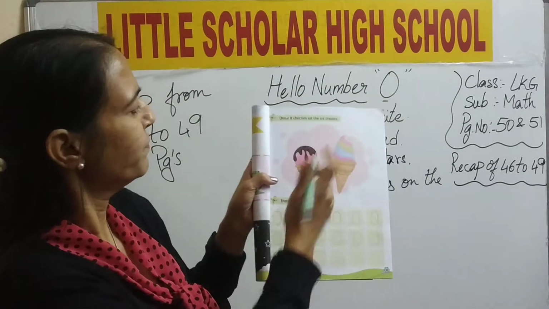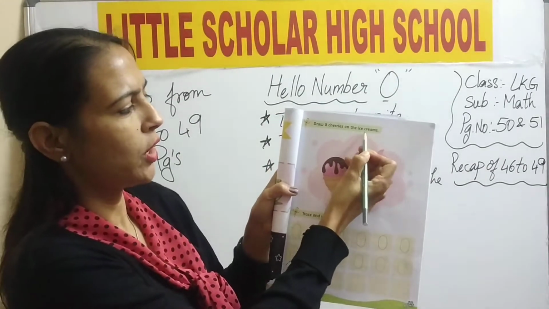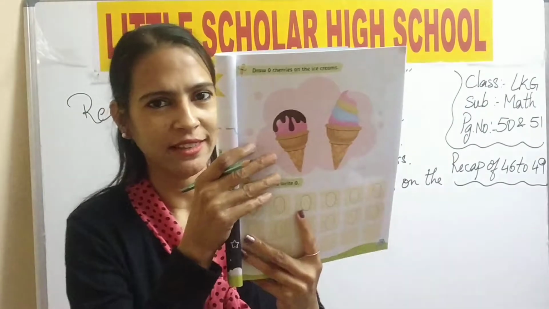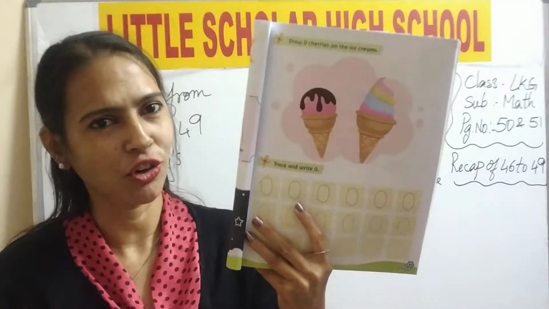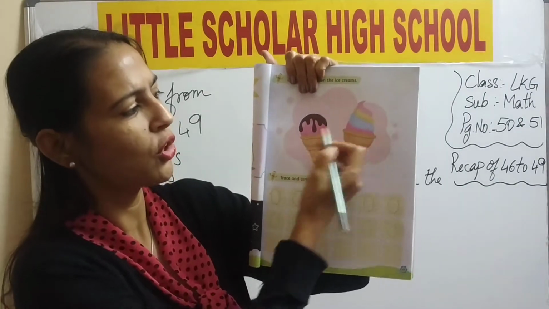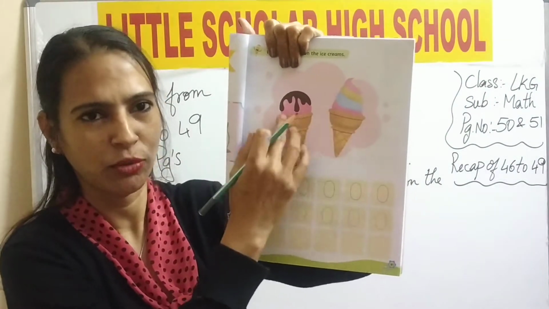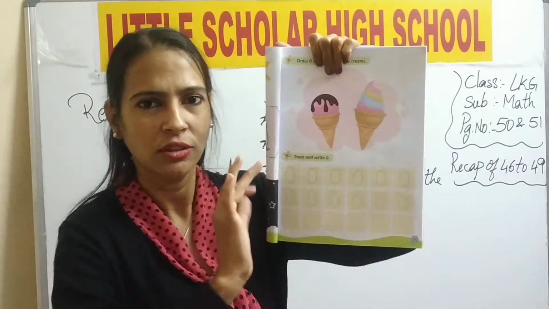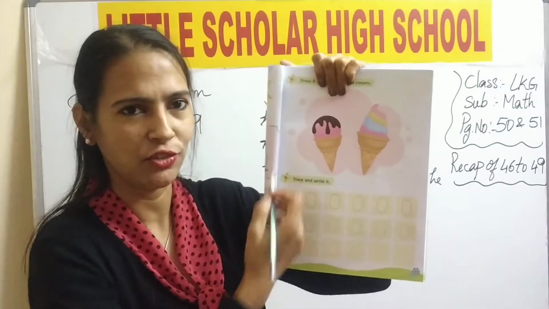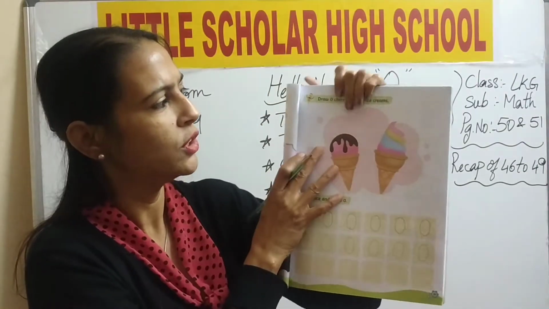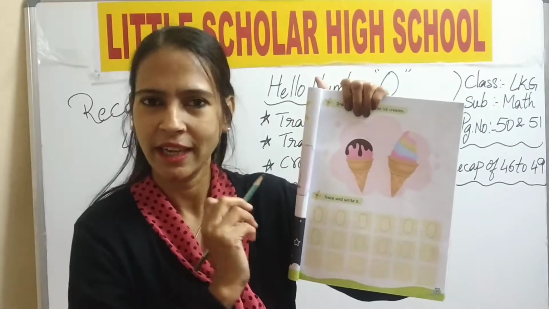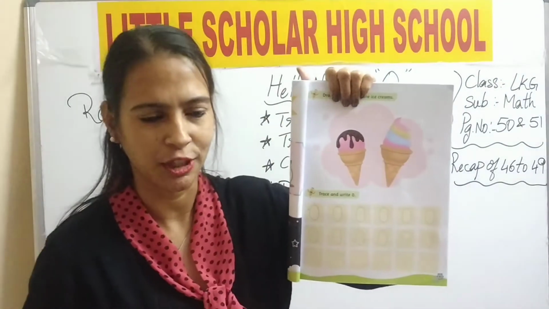Now, here, draw 0 cherries on the ice creams. Now, can we draw 0 cherries? Can we draw? 0 means nothing. So, we don't have to draw any cherries on these ice creams because 0 is nothing. Okay, empty. So, these ice creams do not have cherries on them. So, it is 0. Draw 0 cherries. That means we shouldn't draw. Don't draw any cherries on the ice cream.